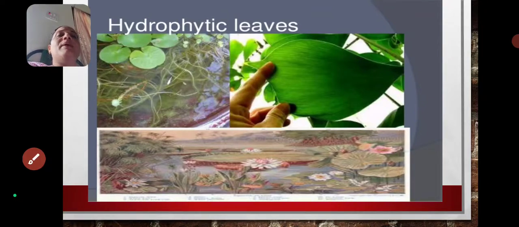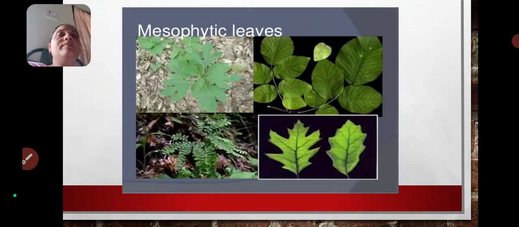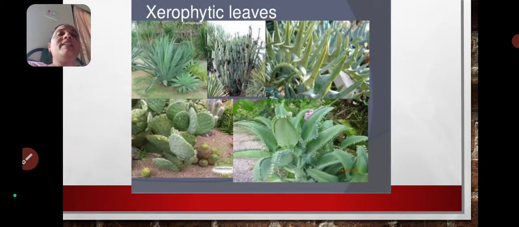Here are some hydrophytic leaves. These are the hydrophytic leaves. These are the mesophytic leaves. The leaves are medium in size. These are the xerophytic leaves. Just observe the drawing now. Observe the pictures. What are the xerophytic plants? These are Opuntia leaves here in the picture. So cactus plants are there.